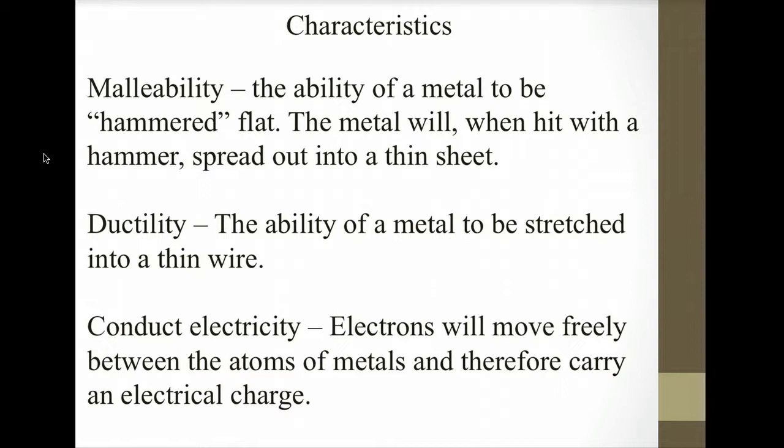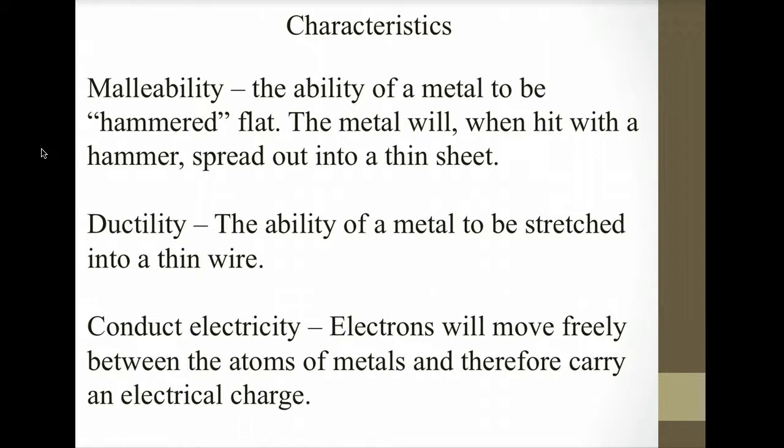The next property that they have is ductility, and ductility is the ability of a metal to be stretched into a thin wire. And the last characteristic that we're going to talk about is that because they have all these electrons that are not really bonded or attached to any particular atom, they're free to move around between the atoms of metal, and when an electron starts moving, that's conducting electricity. These electrons are free to move about. When electrons move down a metal wire, that is electricity, and metals are very good at conducting electricity.